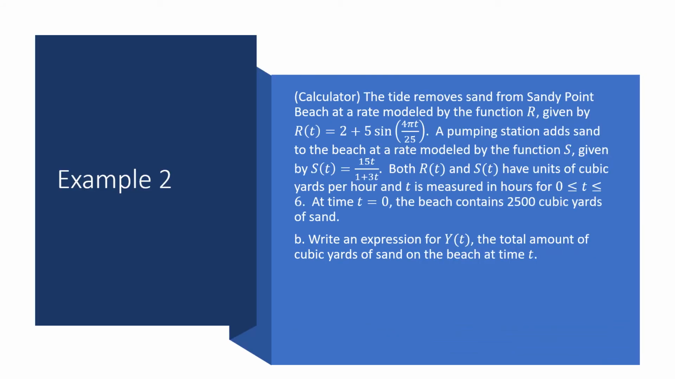All right, so same example, but this time they want an expression for y of t, where y of t is the total amount of cubic yards of sand at the beach at time t. So again, to find that total, you have to have a starting amount, which they told us was 2,500, and then we're adding on s of x while subtracting off r of x. And so this would be my integral expression to find the amount at time t.